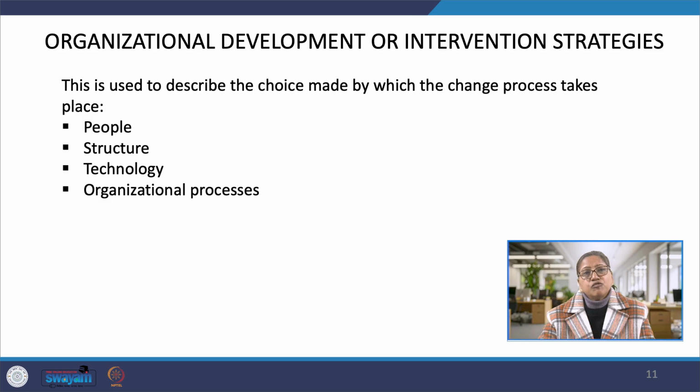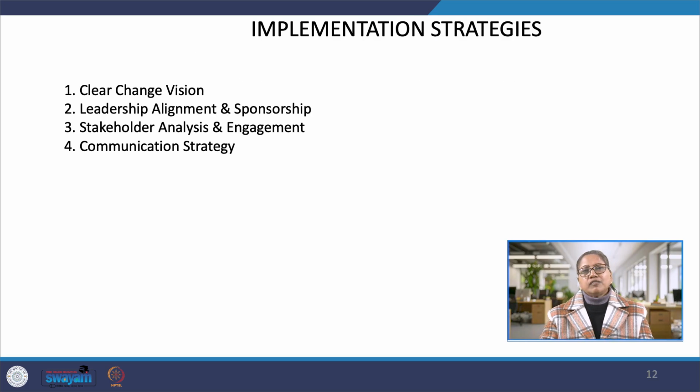Organizational processes also need to be updated. So, let us understand what these implementation strategies are. There has to be a clear change vision, articulating why change is necessary. It is the responsibility of the management to make employees understand why there is a need to adapt to change.